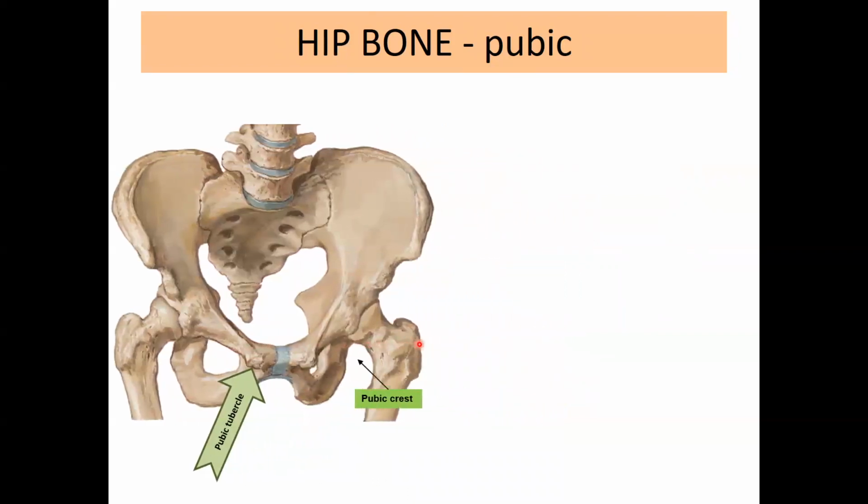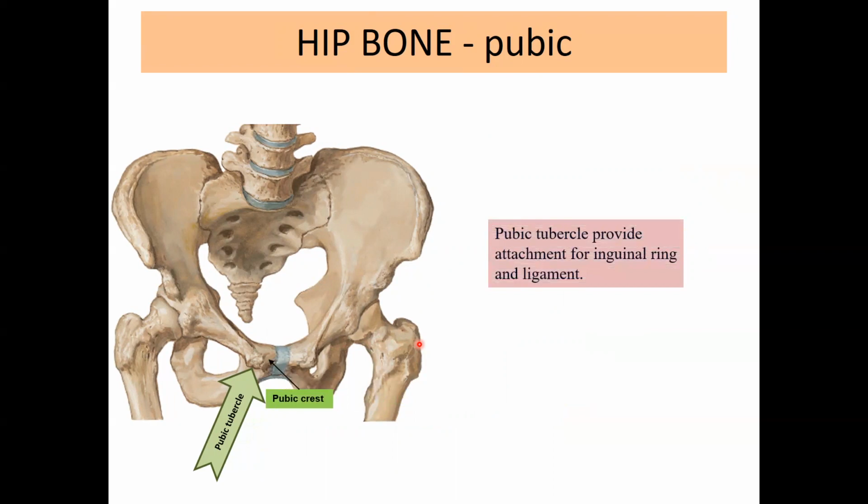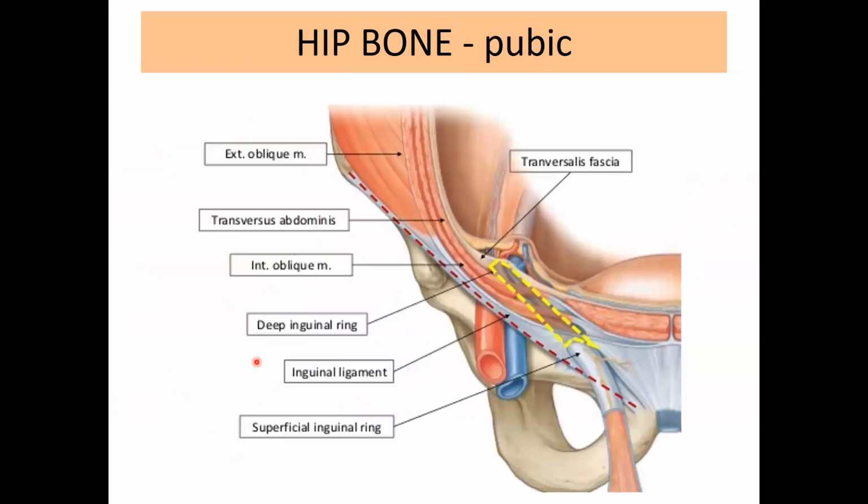The pubic tubercle provides attachment for the inguinal ligament. So the attachment of the inguinal ligament is at the pubic tubercle. So this is the inguinal ligament. The inguinal ligament is attached at the pubic tubercle, and this is the inguinal ring. Which part of the inguinal ring? It is the superficial part of the inguinal ring.